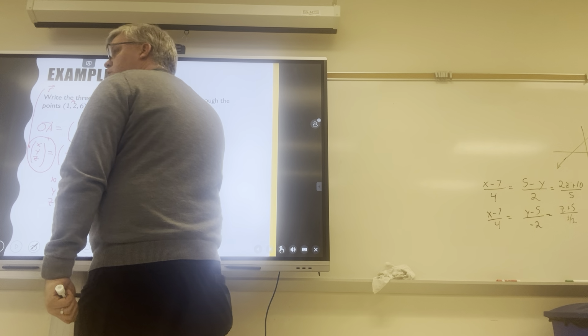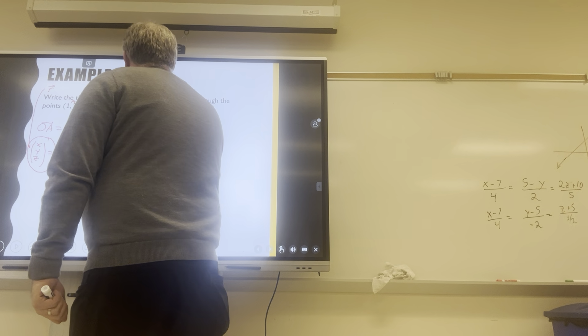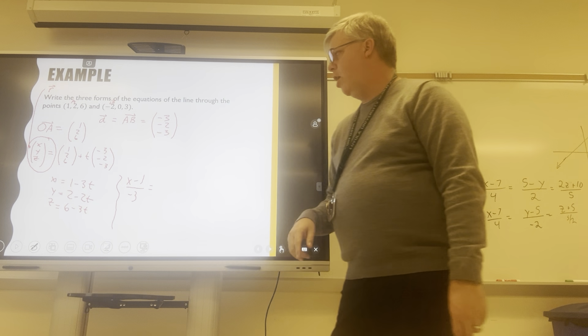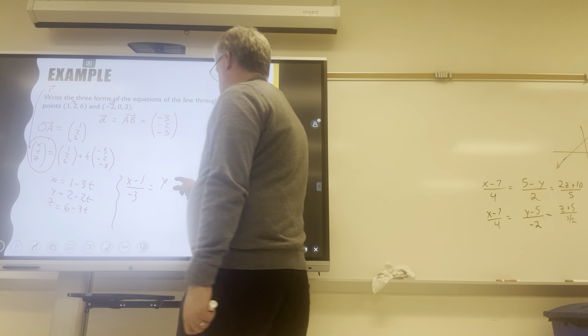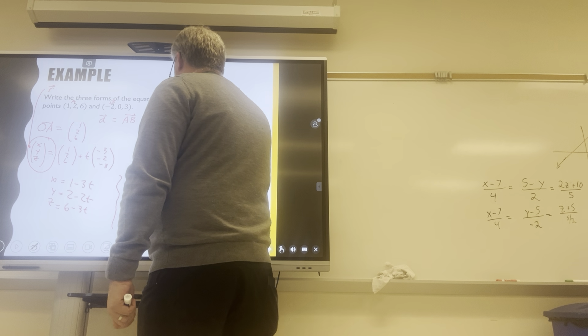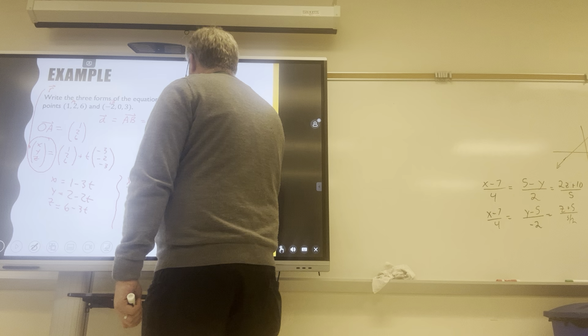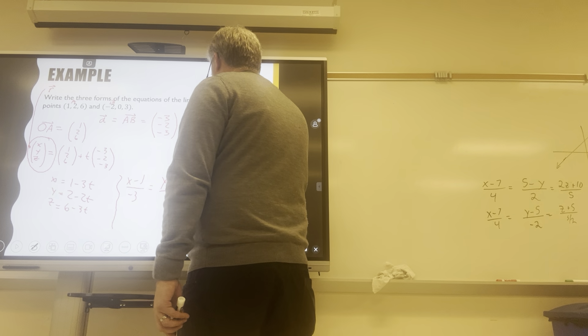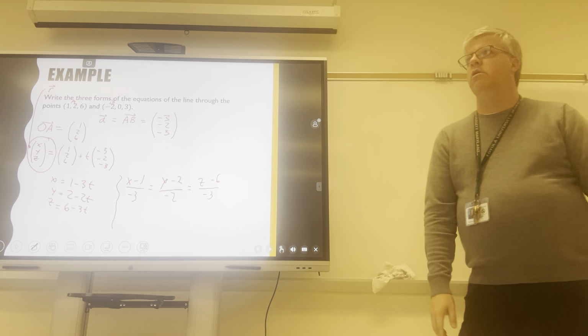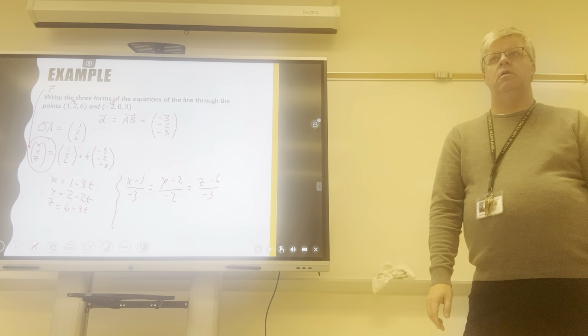Minus 1 over negative 3. That is equal to what in terms of y? Y minus 2 over negative 2, over negative 2, okay? And that is equal to z minus 2 over negative... good. Okay, there we go. All done there. Make sense?